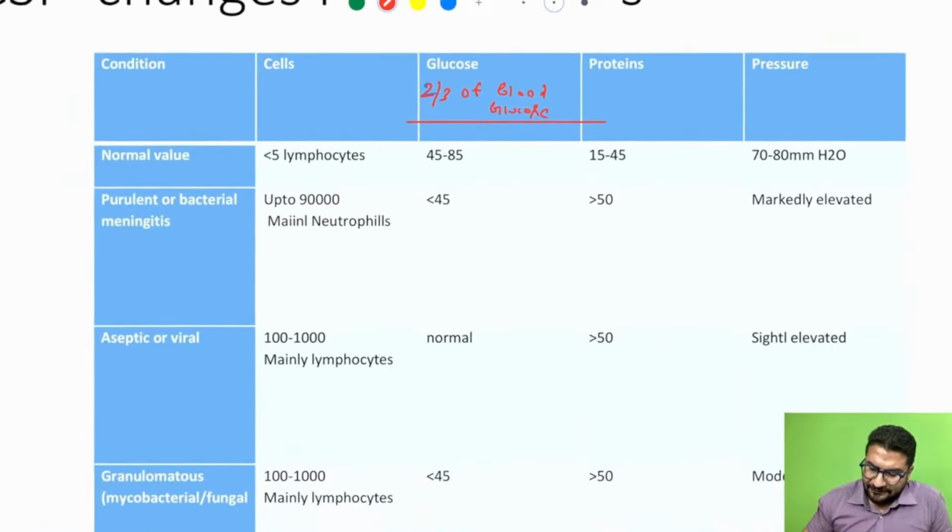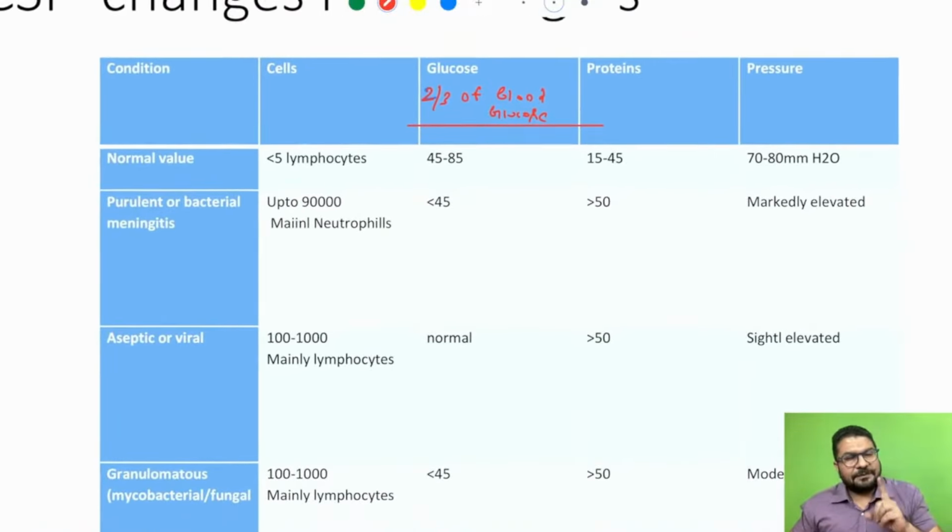Now understand, whenever you see a question on meningitis, तो सबसे पहले आप क्या देखना है? You have to see first thing is CSF glucose. So remember, bacteria love glucose. We have 3 types of meningitis: purulent or bacterial, aseptic or viral, and granulomatous, meaning tubercular.